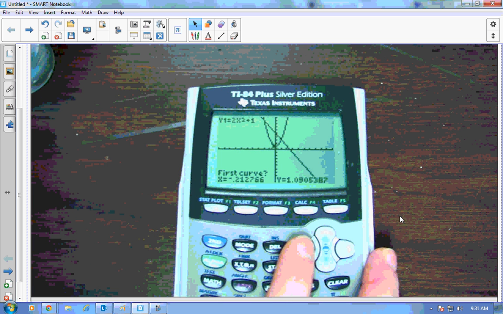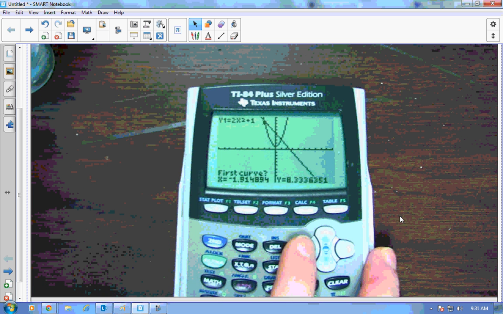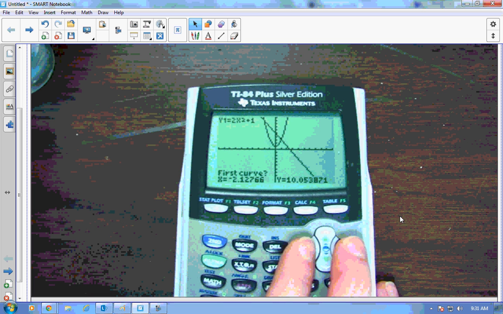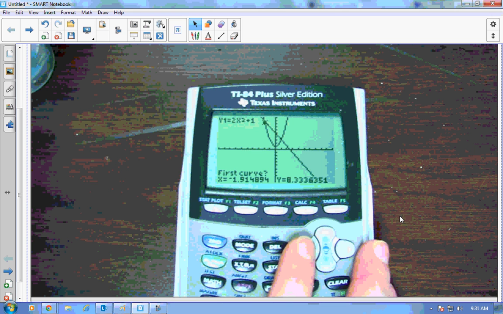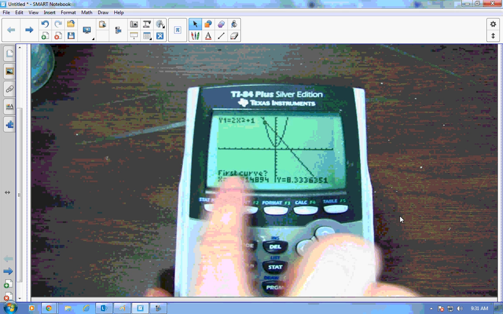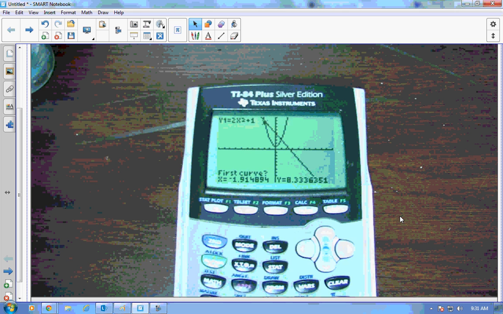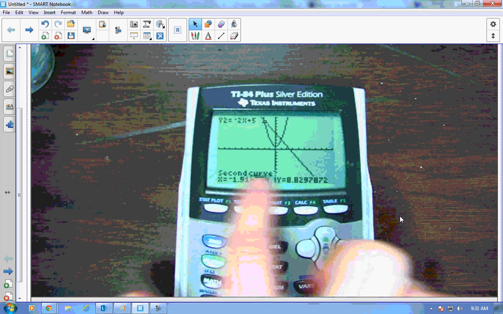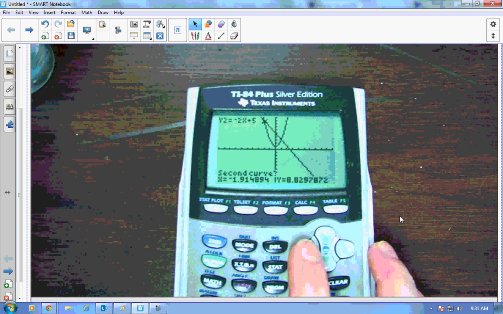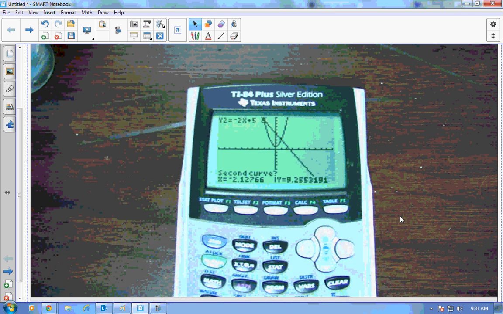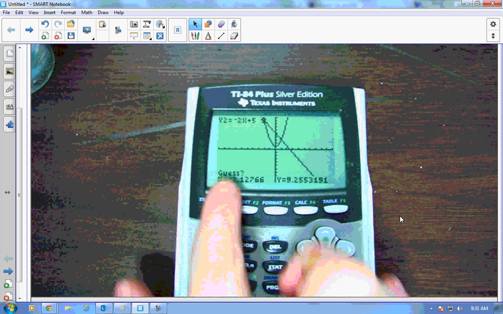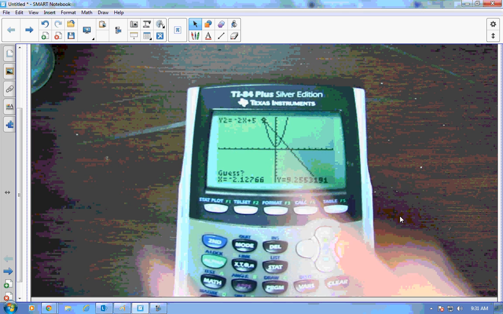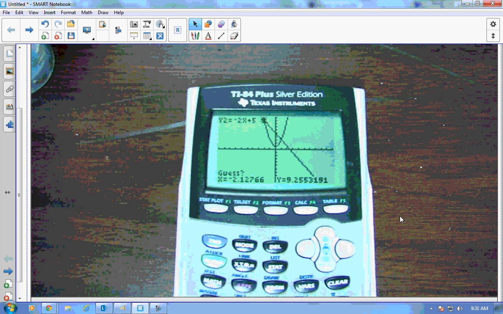Let's start with the left intersection up here. So arrow your bug as close as possible to that left intersection. When your bug is as close as possible, you hit enter. It says right here you're on the first curve. Now you hit enter and it changes to the second curve. Make sure your bug is as close as possible to that intersection on the second curve. Sometimes you have to adjust it a little bit. Hit enter again, and then it says guess. As long as your bug is on the intersection, you can press enter for a third time.